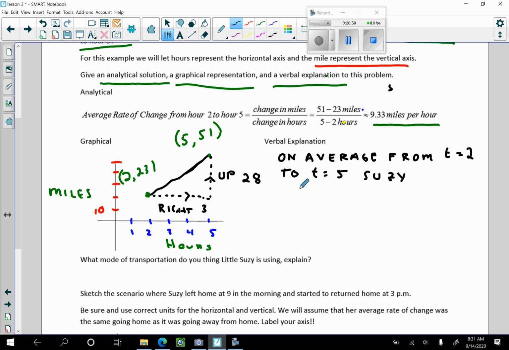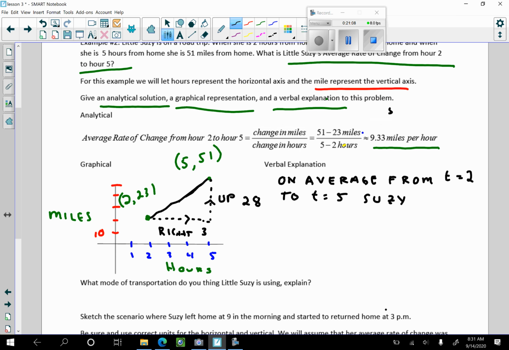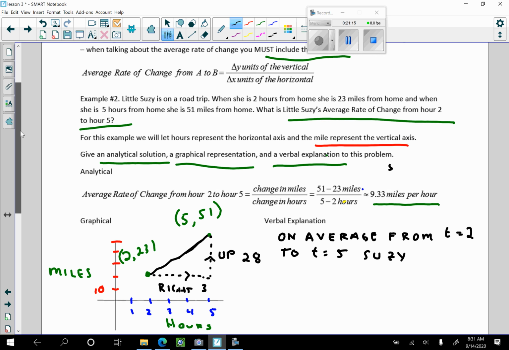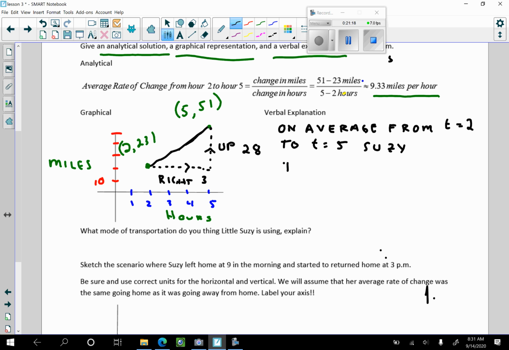Susie, what did she do? She traveled, she rode. Do they talk about what she's doing? They don't really talk about what she's doing here, do they? She's on a road trip. So we're just going to say Susie traveled. On average, from T equals 2 to T equals 5, Susie traveled 9.33 miles per hour.